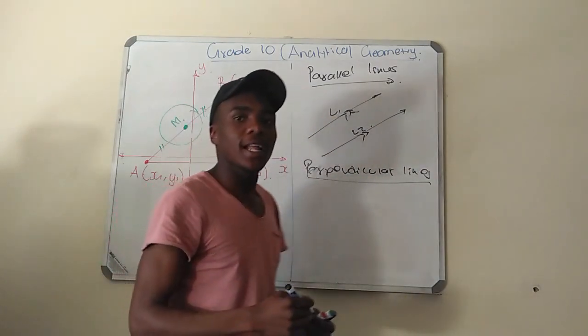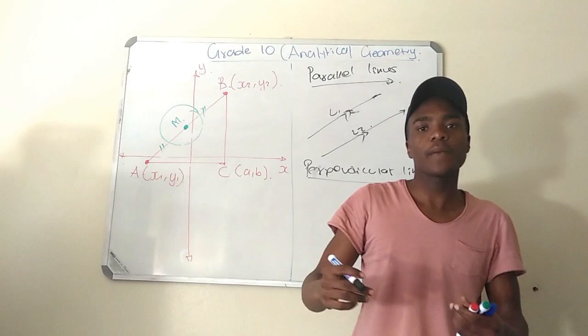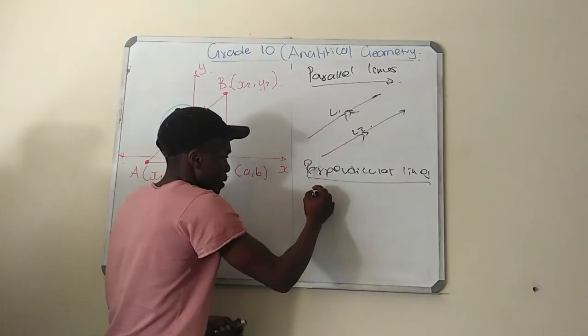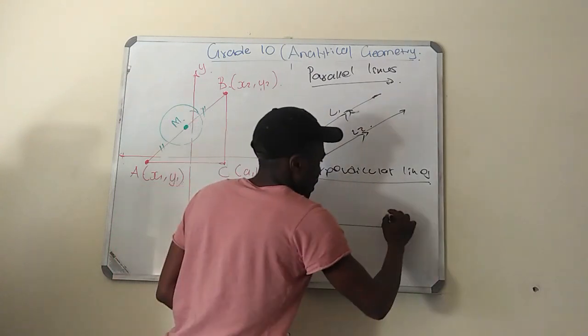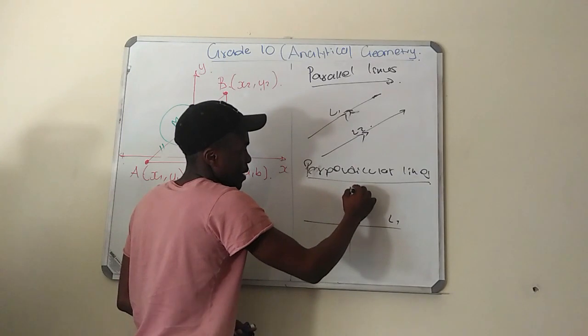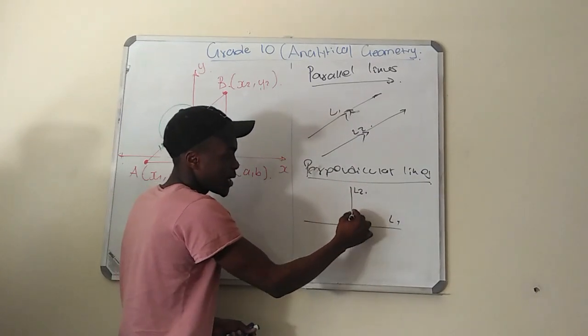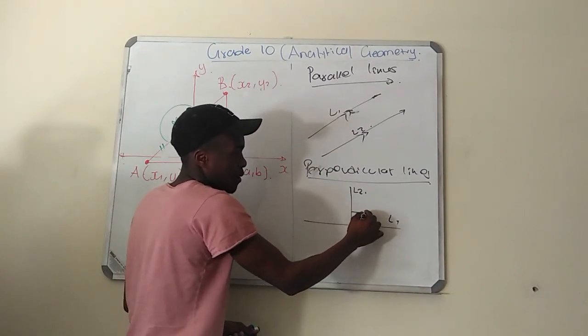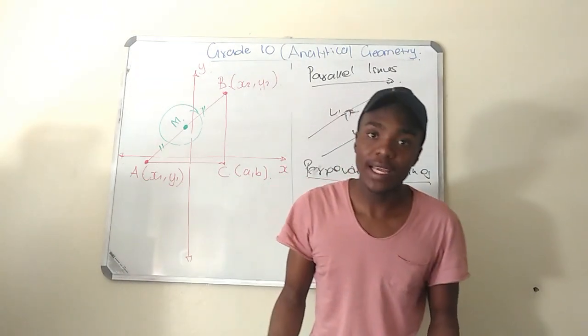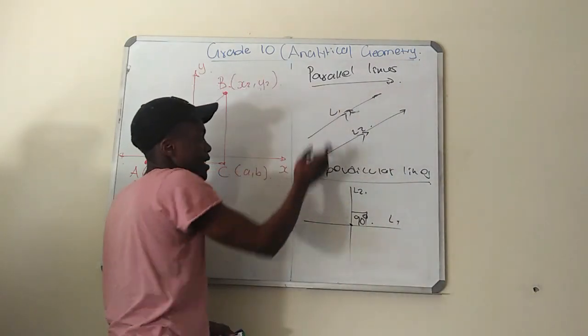And then I'm going to talk about perpendicular lines. Perpendicular lines are lines that form an angle of 90 degrees at the point of contact. They are like this: this is line 1, then line 2 is something like this. At this point of contact, they form an angle of 90 degrees. That's what we mean by perpendicular lines.